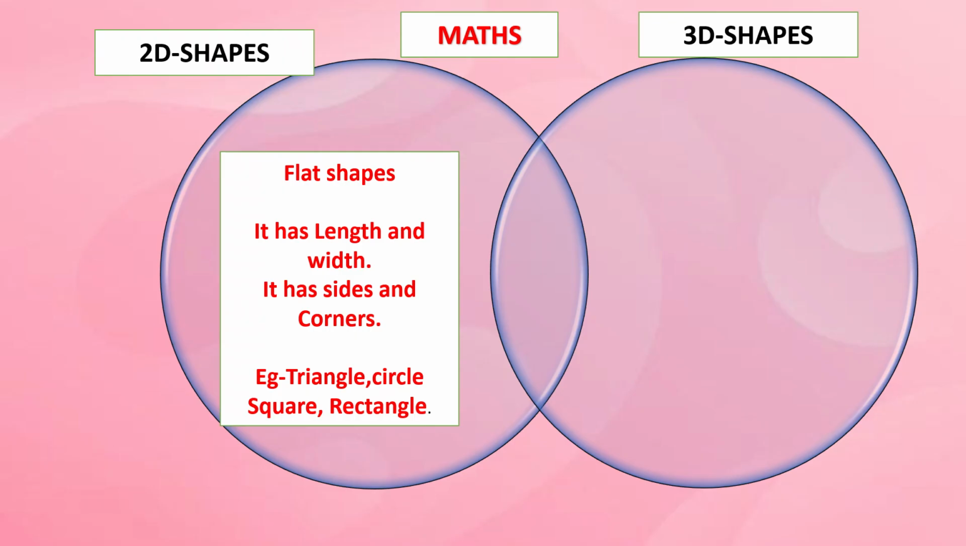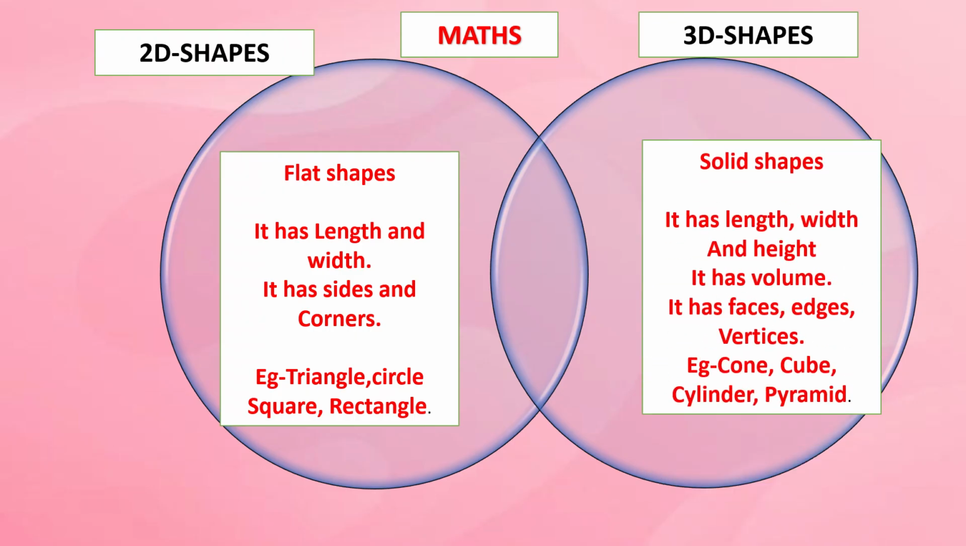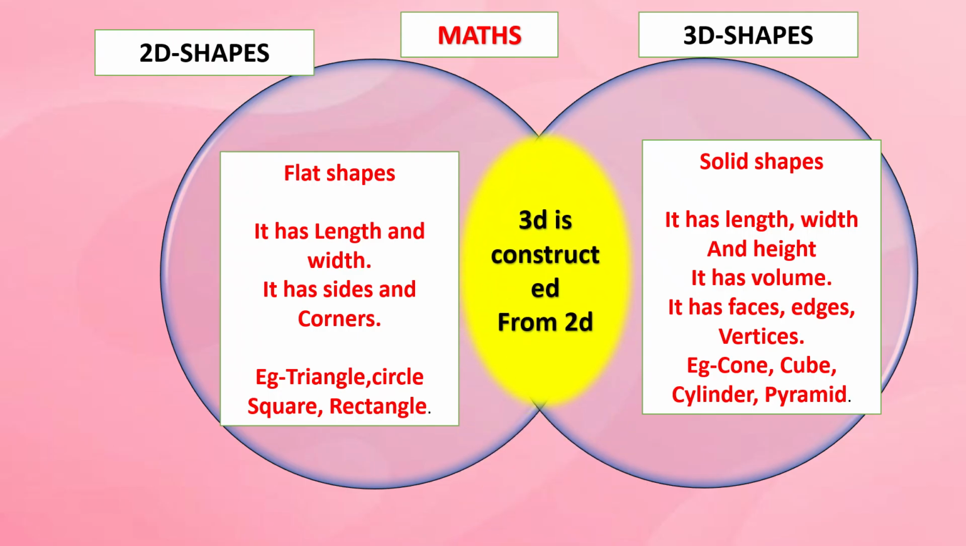The characteristics of 3D shapes will come this side. They are all solid shapes. They have length, width and height, and they have volume. They have faces, edges, vertices. Examples: cone, cube, cylinder, pyramid. If I have left out some point, you can include it also. Not only this, they can use some colors. They can draw the Venn diagram in different colors.